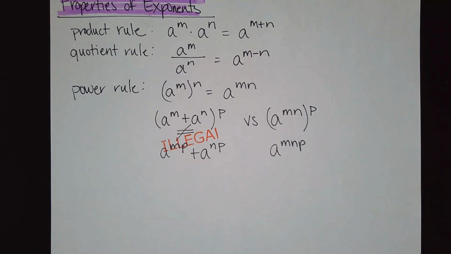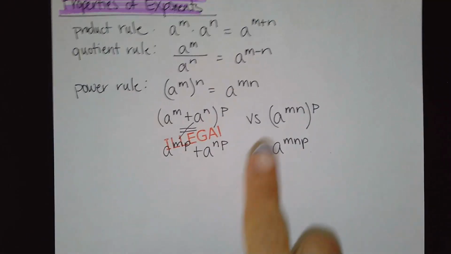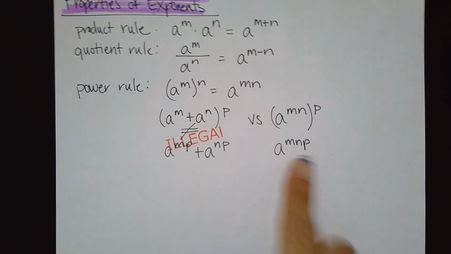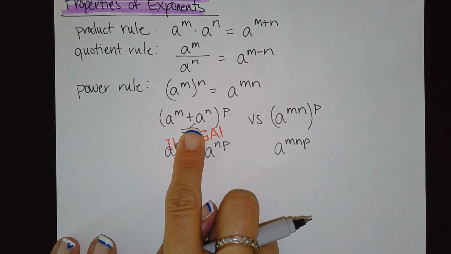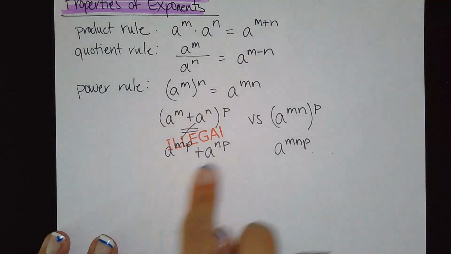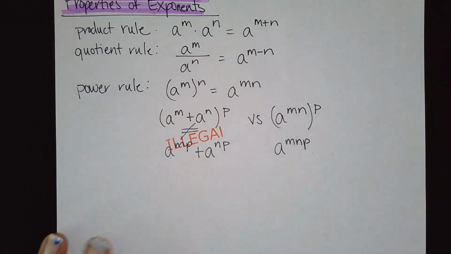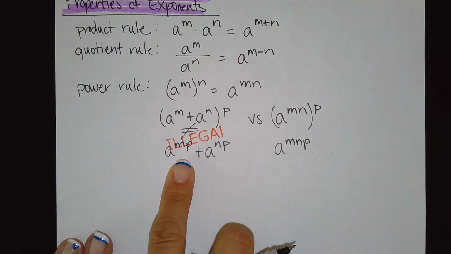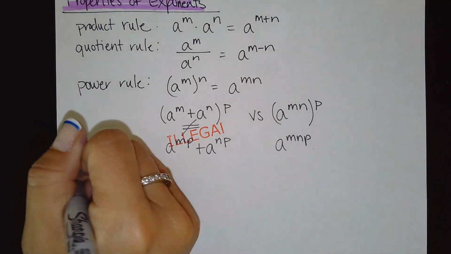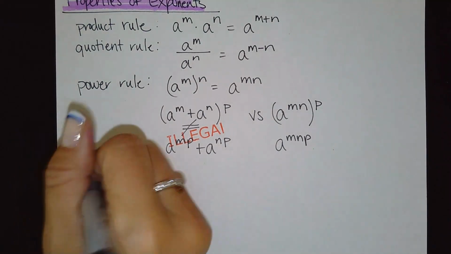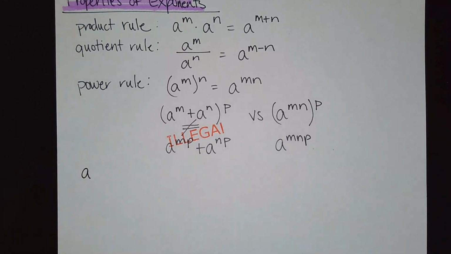You cannot distribute that power, okay? So do not do that. This product rule applies to when you have a term raised to a power, not when you have a binomial situation. So make a note of this because, again, I'm going to give you some tips along the way. I see this mistake all the time. Don't make it, okay?